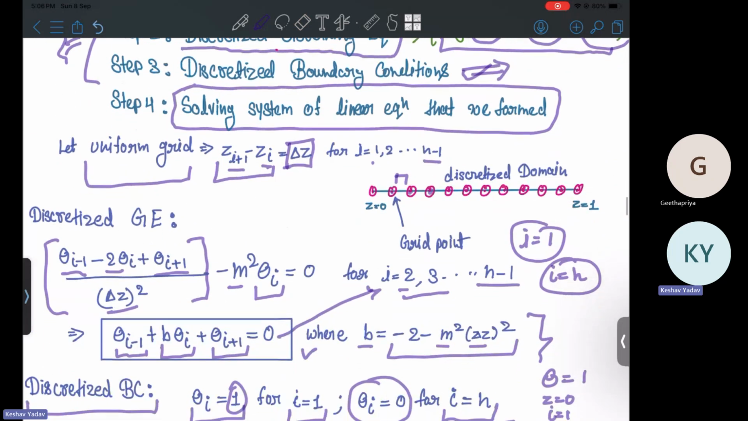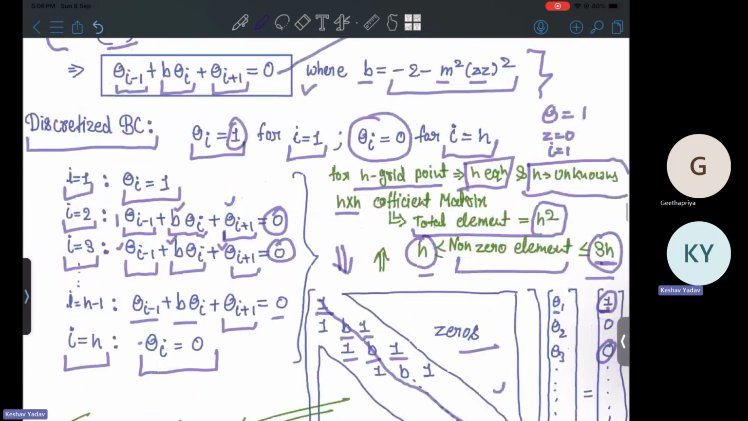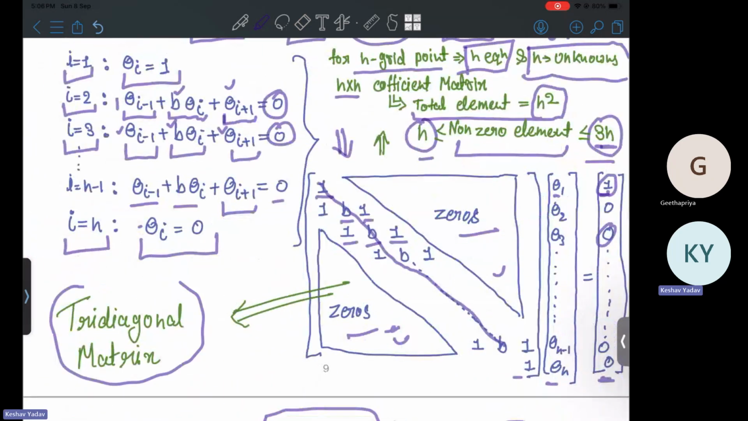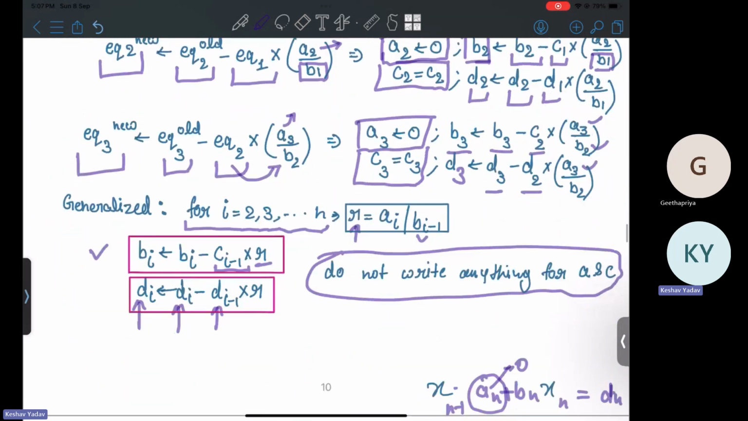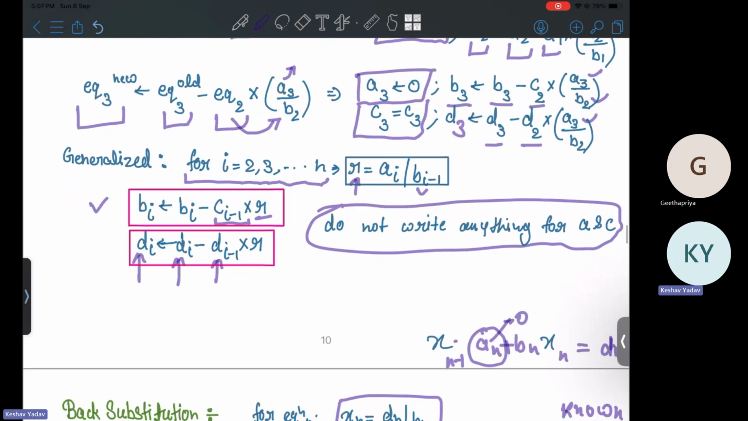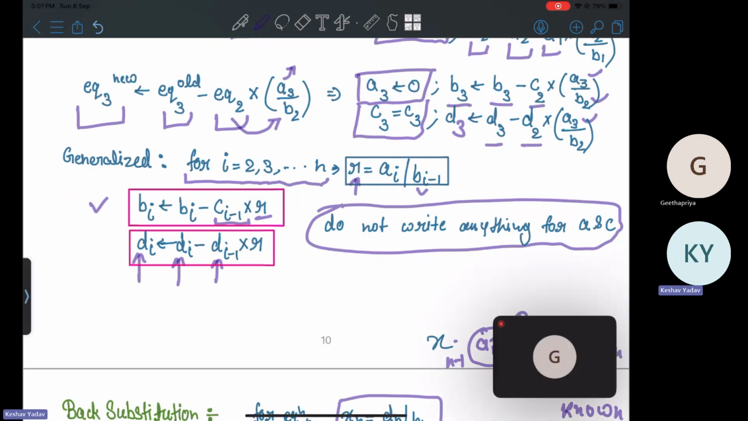This can be solved by any linear solver, but this came as a special type of matrix, a special type of system, that is known as a tridiagonal system. Okay, this is a tridiagonal system, and this tridiagonal system can be solved using the Thomas algorithm, and we have discussed the Thomas algorithm. Now, in the coming week, we will use this Thomas algorithm to solve ordinary differential equations. Okay, clear? So now I will stop sharing.